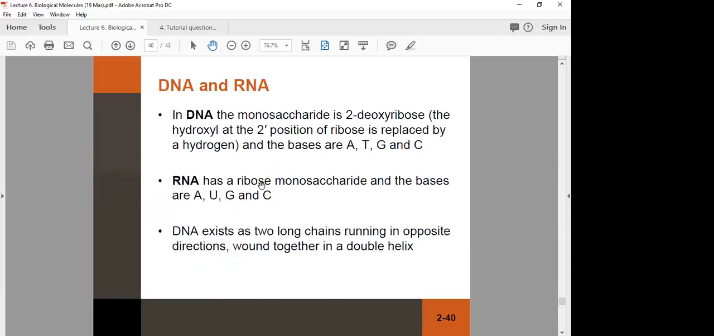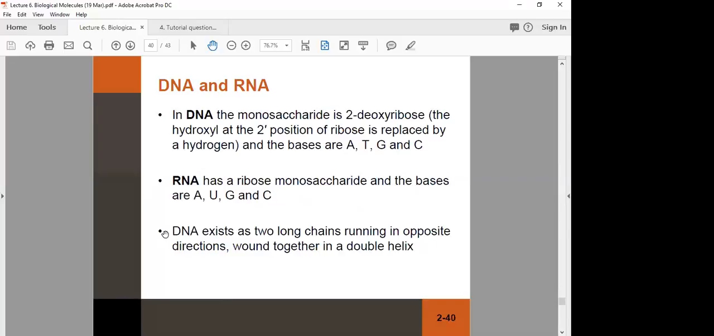RNA has a ribose monosaccharide instead of a 2-deoxyribose. And the nitrogenous bases found in nucleotides of RNA are adenine, uracil instead of thymine, guanine, and cytosine. Okay, so you can see the difference there. DNA has these 4 nucleotides, combination of those 4. RNA polymers have a combination of these 4 nucleotides.